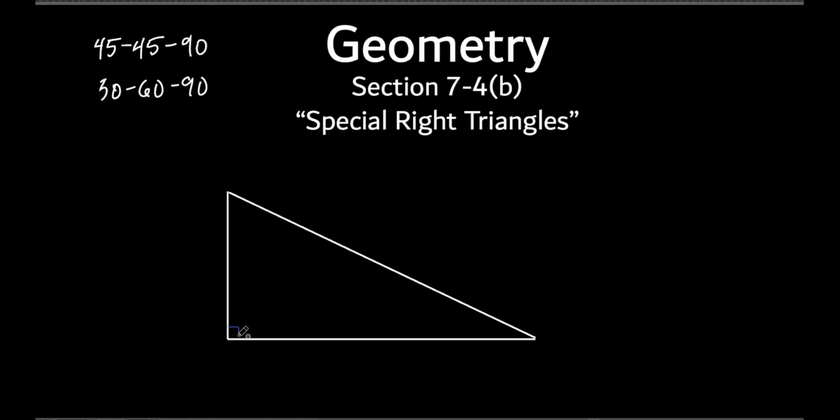So the angles, right? So there's my 90. Which one do you think is the 30? The top left or bottom right? Bottom right, yeah, because that's smaller. And this is 60. Now, here's another way to remember it.